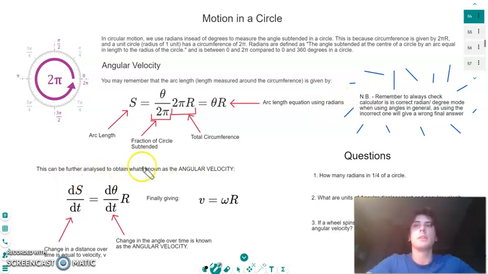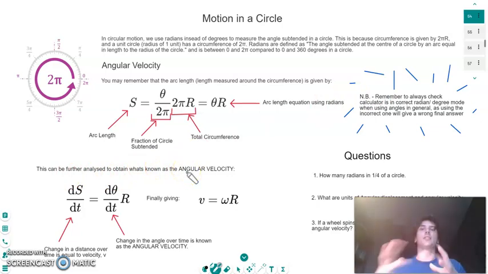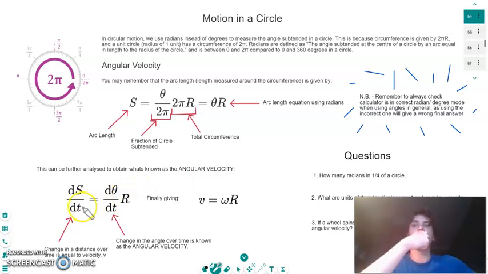Furthermore, this can be derived into angular velocity. So by differentiating this in terms of t, in terms of time, we can get the change in arc length over time. So this is basically the change in distance over time. Distance over time is velocity. And we also have to differentiate this theta r.